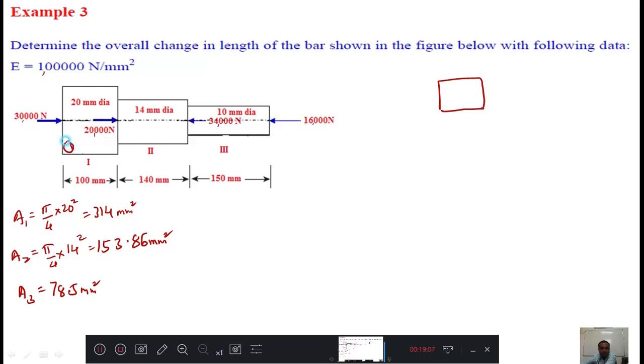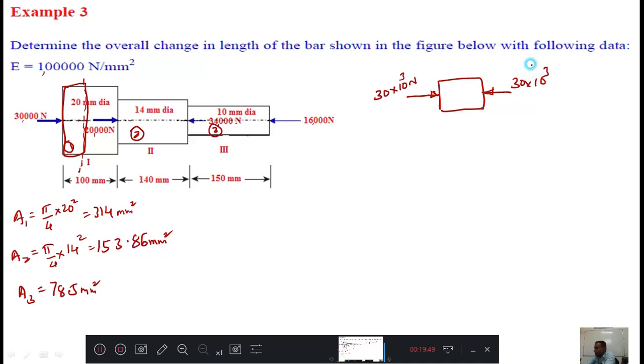I will consider the first bar. This we will call the first bar, this the second bar, this the third bar. The first bar is pushed by 30 into 10 raised to 3 Newton, correct? 30,000, it is pushed and over. If I consider the section at this point, then at this section, if I draw, that section looks like this. Then for this particular section, if 30,000 is pushing, then the resistance offered by that section is also 30,000.